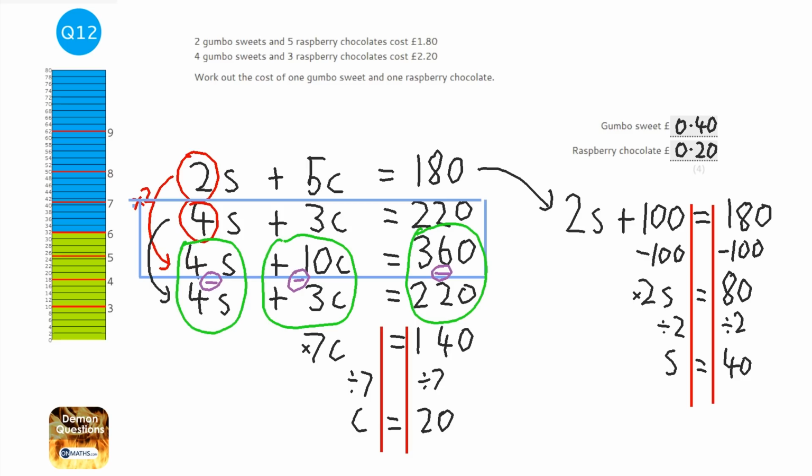Now you can check this by putting both of these numbers into the second equation and check that it works. So 4 times s, which would be 4 times 40p, £1.60, plus 3 times c, which is going to be 60p. Add the two together and you get £2.20.